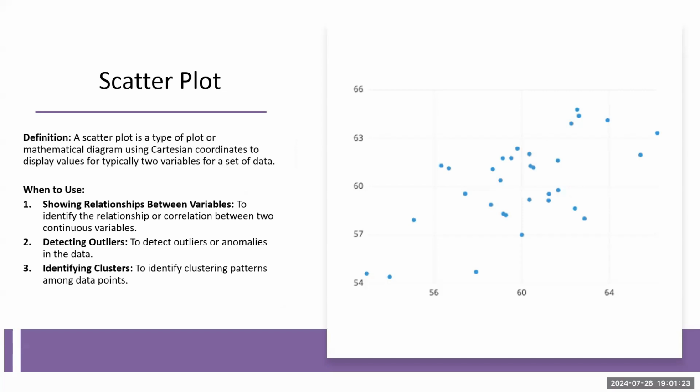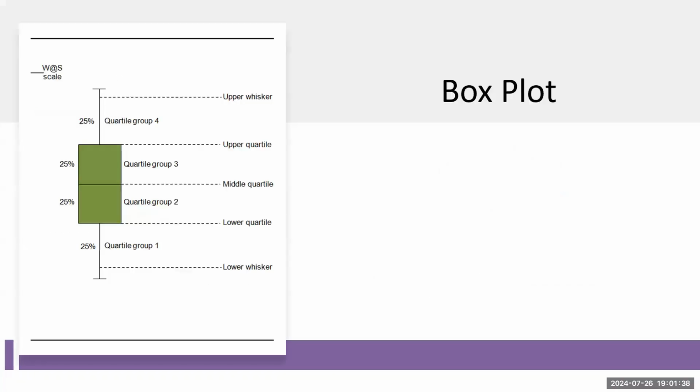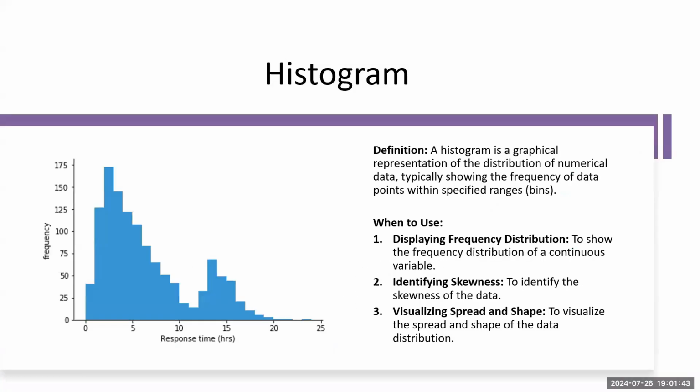When there's frequency involved, we are looking at bar graphs. When there is distribution involved, then we are looking at box plots most of the time. Another one that we can use for distribution is a histogram. That is when you are considering representation of the distribution of numerical data, typically showing the frequency of data points within ranges.